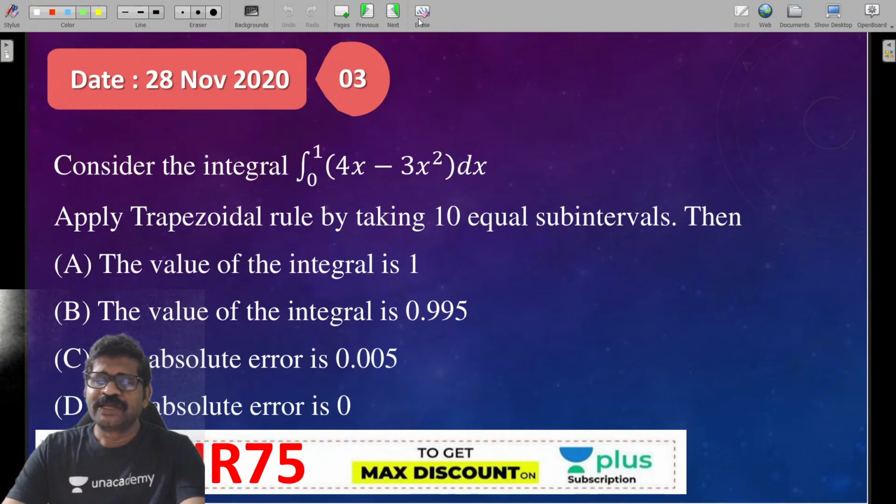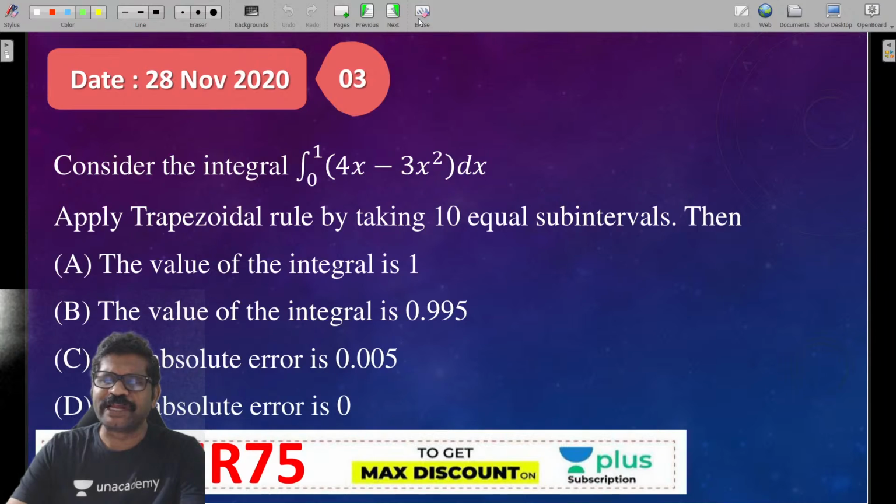Now, consider the integral from 0 to 1 of 4x minus 3x square dx, applying trapezoidal rule by taking 10 equal subintervals. Then the value of the integral is 1, the value of the integral is 0.995, the absolute error is 0.005, the absolute error is 0. So first we have to evaluate the given integral by taking 10 equal subintervals.